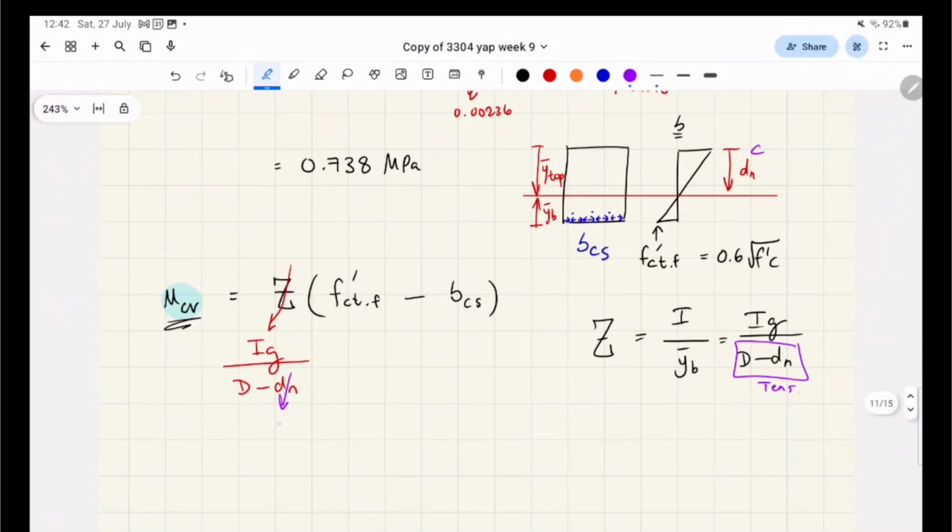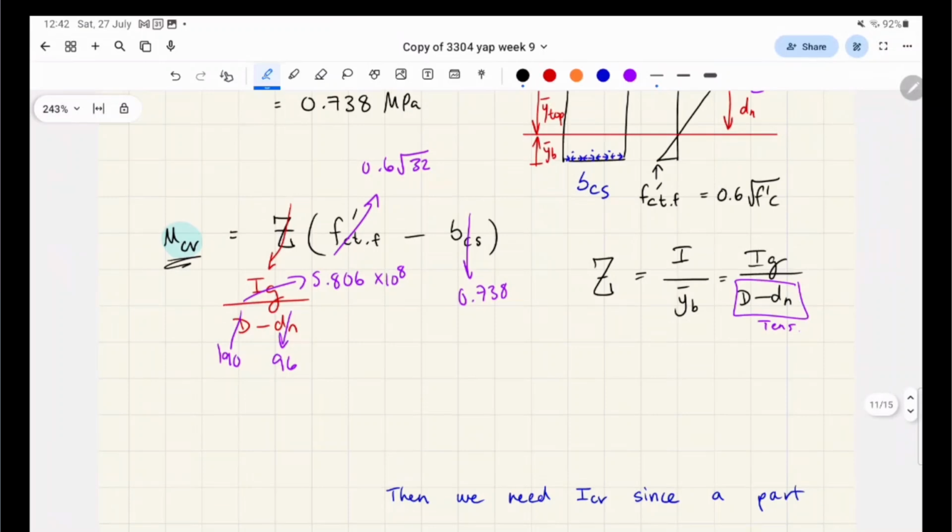So we got these numbers. This is 96. This is 190. This was 5.806 times 10 to the 8. This was 0.6 times that, and this was that. So the cracking moment is 16.4 kilonewton meters.